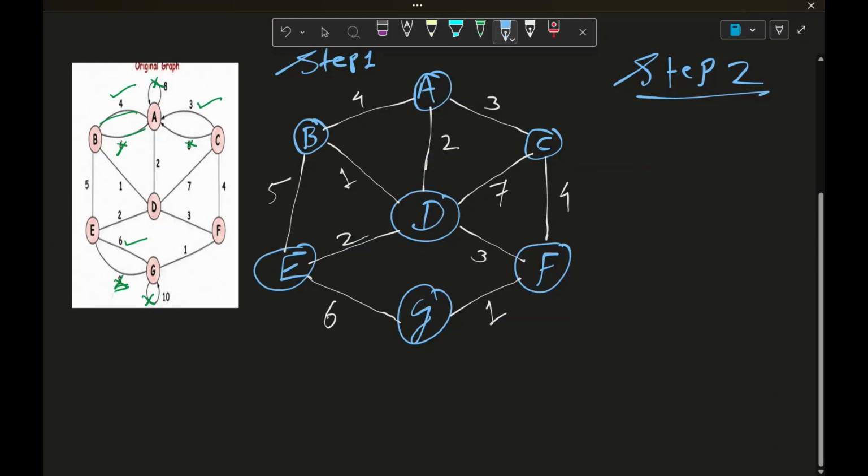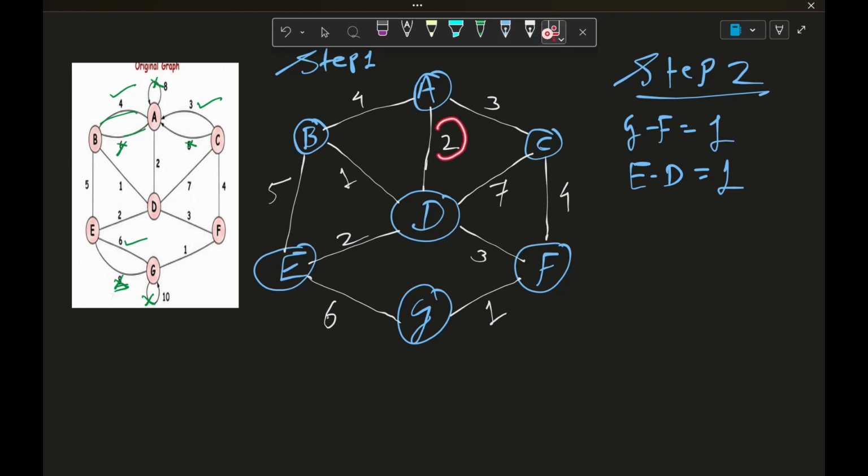The very first edges we have are G to F and B to D, both are 1 and 1. So I will just add G to F, it has the weight 1, and the next B to D, it also has the weight 1. Then next check for the edges with weight 2. So this is 2 here and this one is 2, so it comes in between AD and ED. So just take that: AD has the weight 2 and ED again with the weight 2.